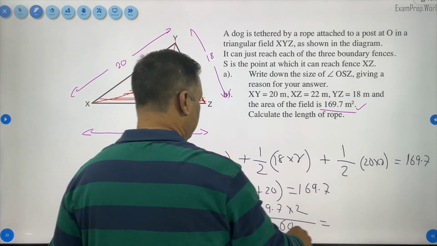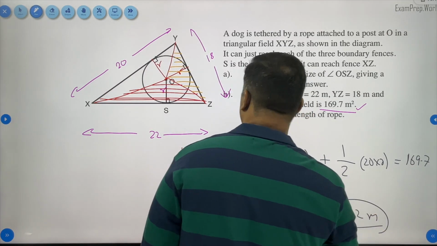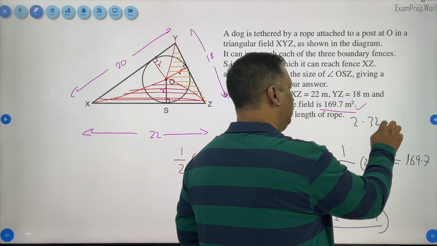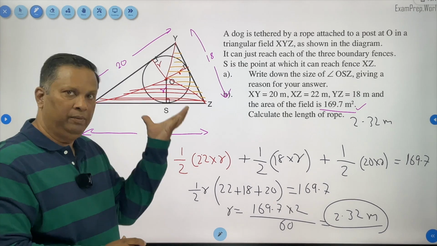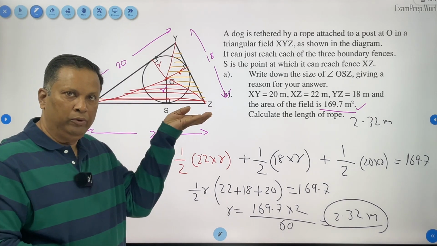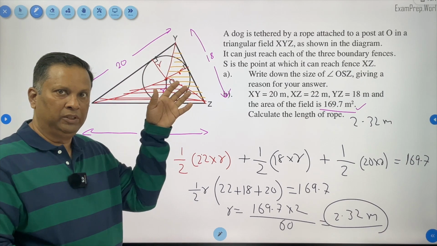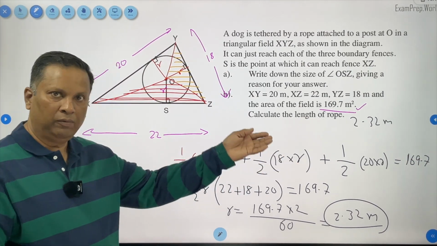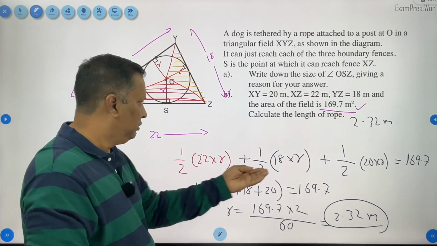2.32. 2.32 meters. So the length of rope is 2.32 meters. You understood what we did? We divided the whole triangle into 3 triangles where we knew the base and the height was the radius. We added the area of all 3 triangles, which was equal to the area of the larger triangle, and we got an equation and we solved for R.